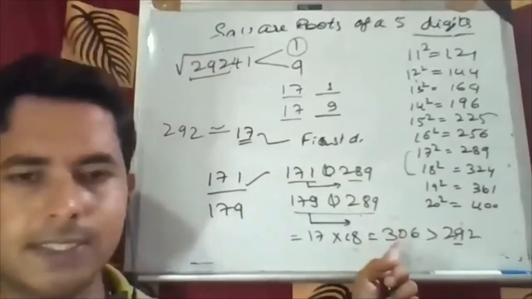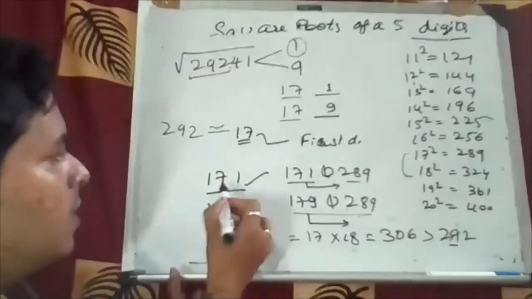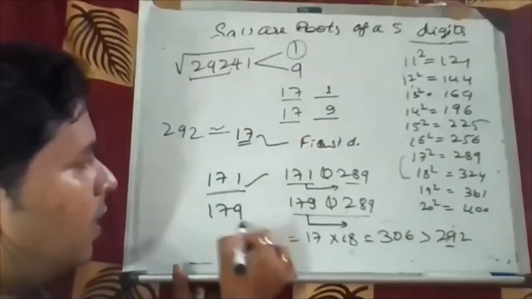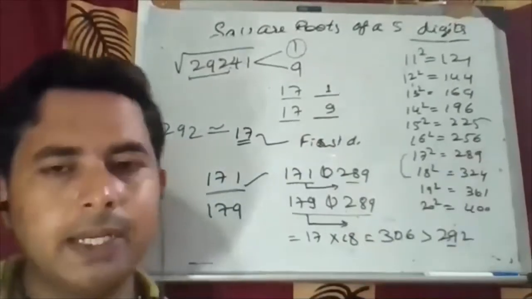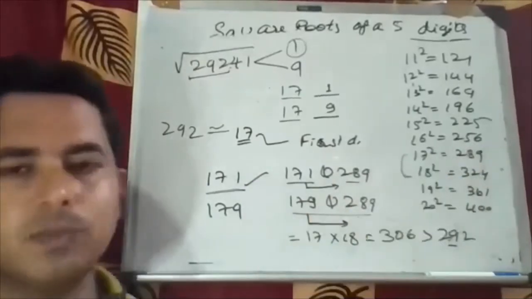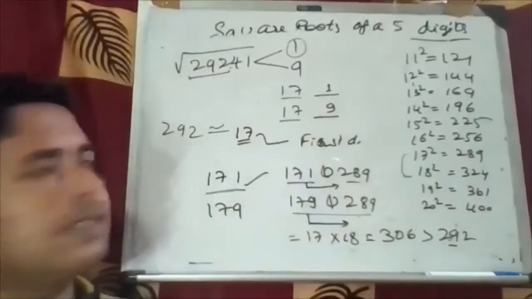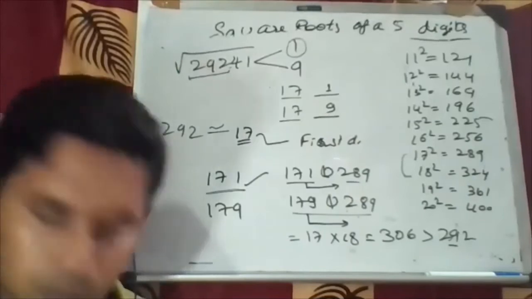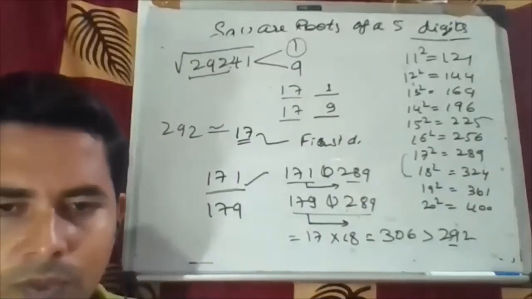If you feel this is a bigger step, just take 179 and 171 and compare with 289. So if you see 291, 171 is more near to that. So take the answer as 171. You people decide which one you feel is easy.